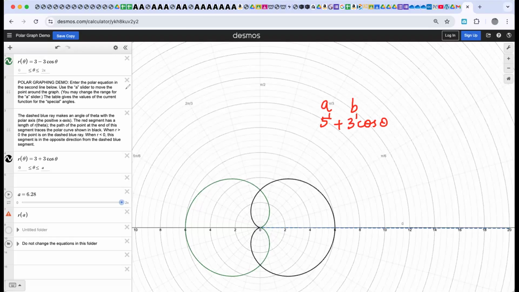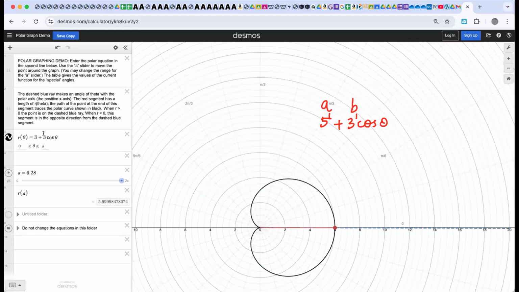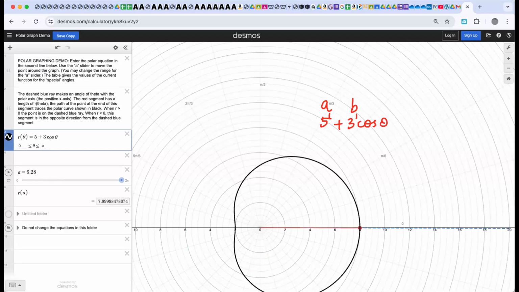Okay. Now I just want to erase these graphs. This is so confusing. Okay, this is 5 plus 3 cos theta. So A is greater than B. Do you see? As I said, the 5 and 3 added value becomes your radius. 5 and 3, 8, right?